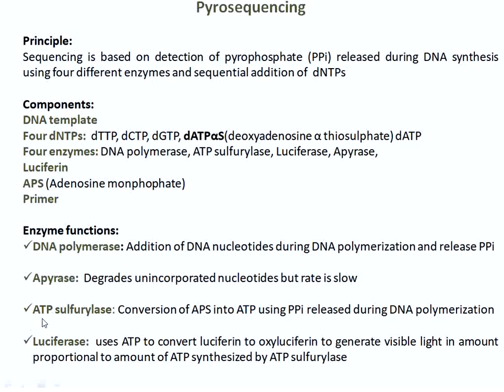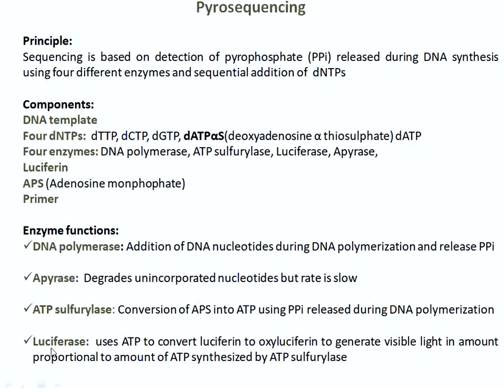Apart from that, we are using the third enzyme, ATP sulfurylase, which causes conversion of APS into ATP using the pyrophosphate released during DNA polymerization. So whenever dNTPs get added according to the complementary DNA sequence found on the template, the pyrophosphate released during this action is utilized by ATP sulfurylase to convert APS into ATP.